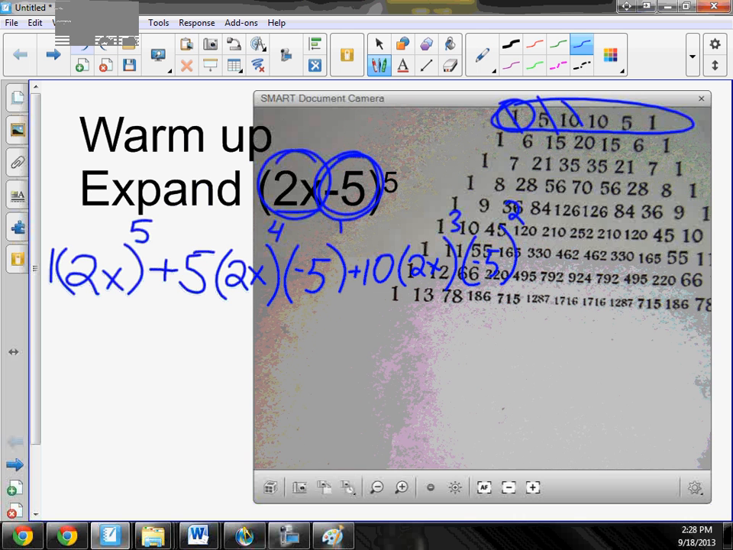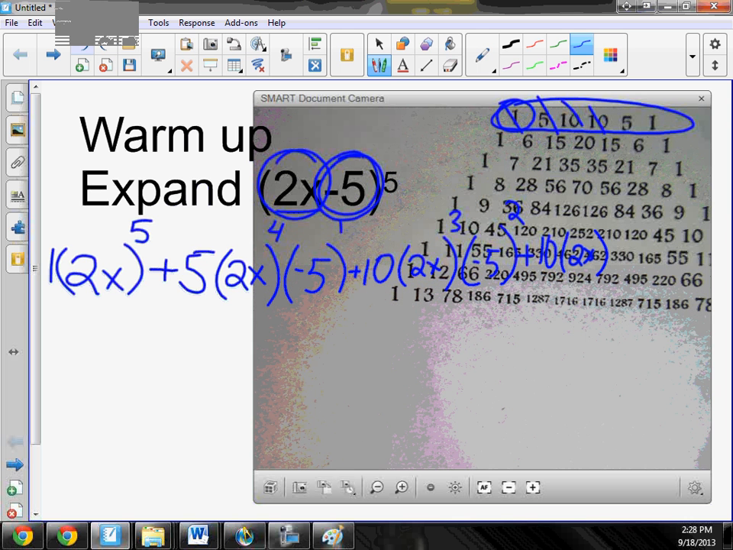So for my next term, plus, I pull a number from the triangle, which is a 10. And then I pull down my 2x. How many of those do I have? 2. Then I pull down my -5. How many of those do I have? 3.